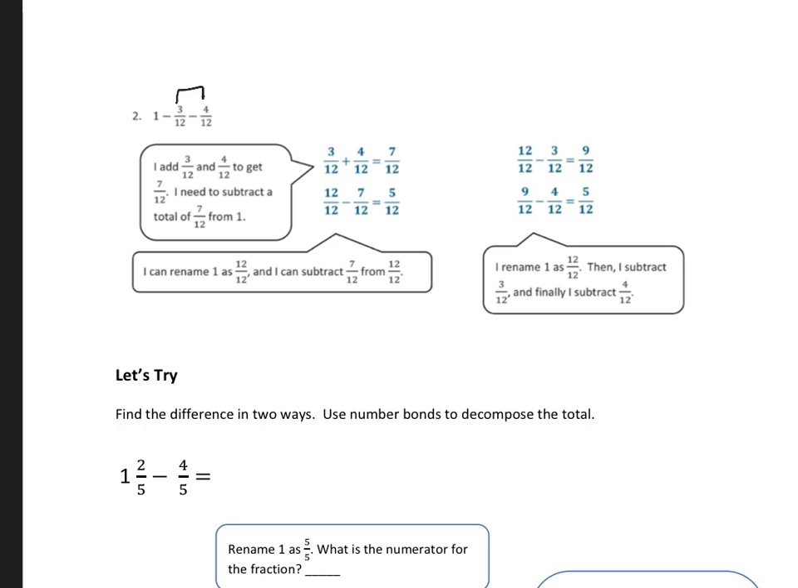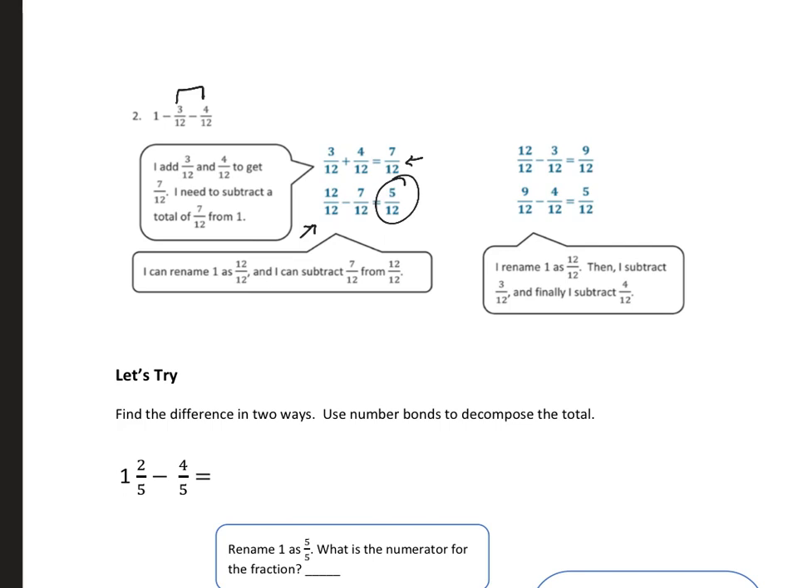And now, if I add 3/12 and 4/12, I get 7/12. So now I know that I'm just taking 1 minus 7/12. So then they said, okay, I'm going to rewrite one whole in 12ths. So I know that one whole is the same as 12/12. So now I have 12/12 minus 7/12, and that gives me my final answer of 5/12.